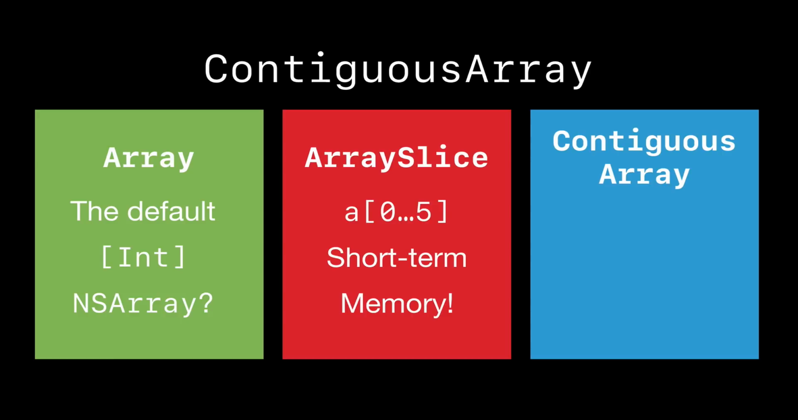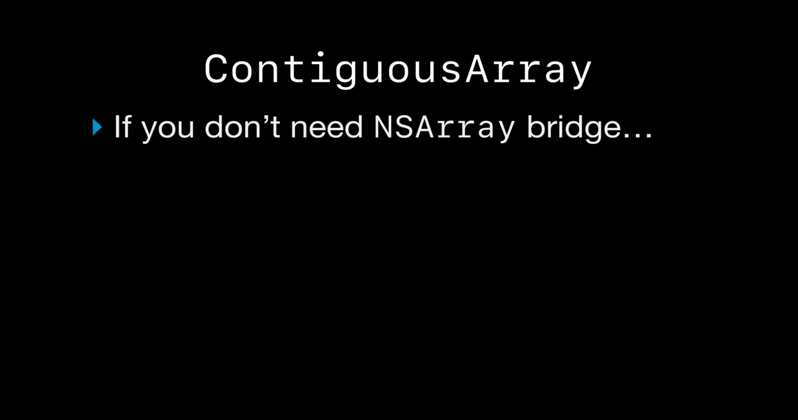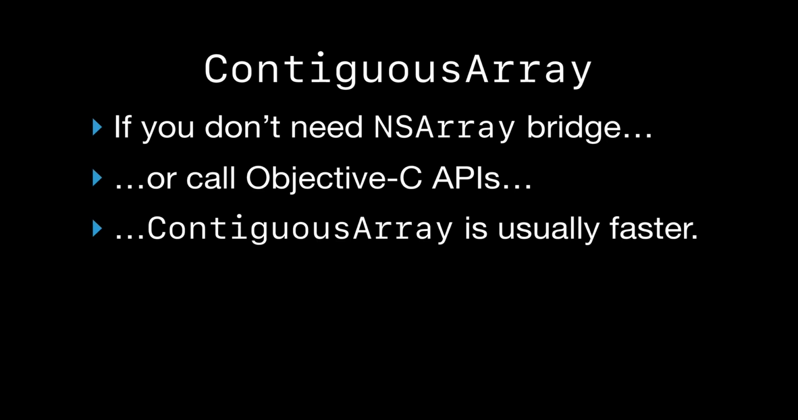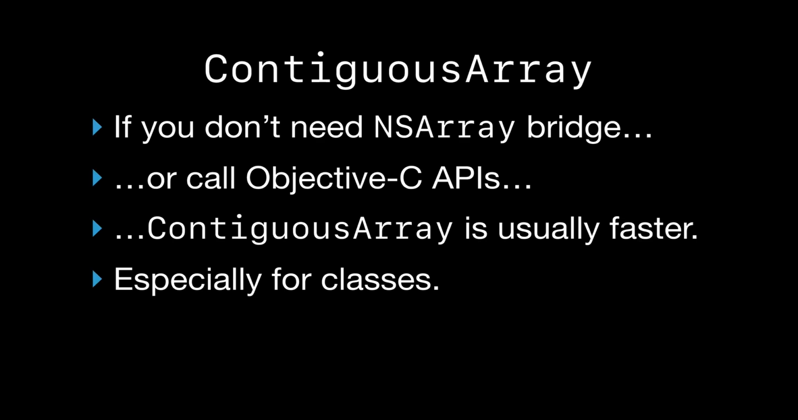The third one is contiguous array. This is the fastest of the three, and the Swift team describe it as having C performance. So, if you don't need an NSArray bridge, i.e. you aren't going between NSArray and Swift arrays regularly, and you don't try and call Objective-C APIs with this thing, you'll find contiguous array is usually faster, particularly for classes.